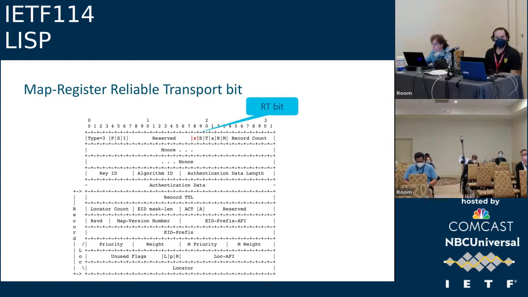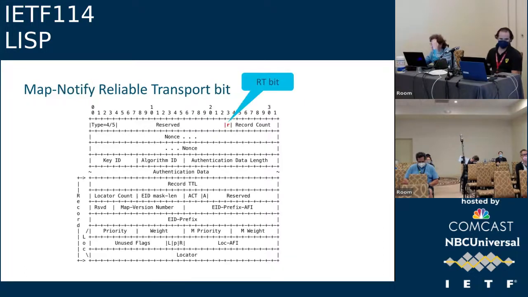Okay, so the other thing that the draft now incorporates is the reliable transport bit. This bit is just used so that the ETR doesn't need to guess whether a map server can accept a reliable transport establishment or not. So the idea is in the map register, we set this bit whenever an ETR wants to express intent to establish a reliable transport. Next slide. And then the map server in the map notify can set the corresponding bit just to tell back the ETR, okay, now you can go ahead and try to establish a reliable transport with me. Next slide.